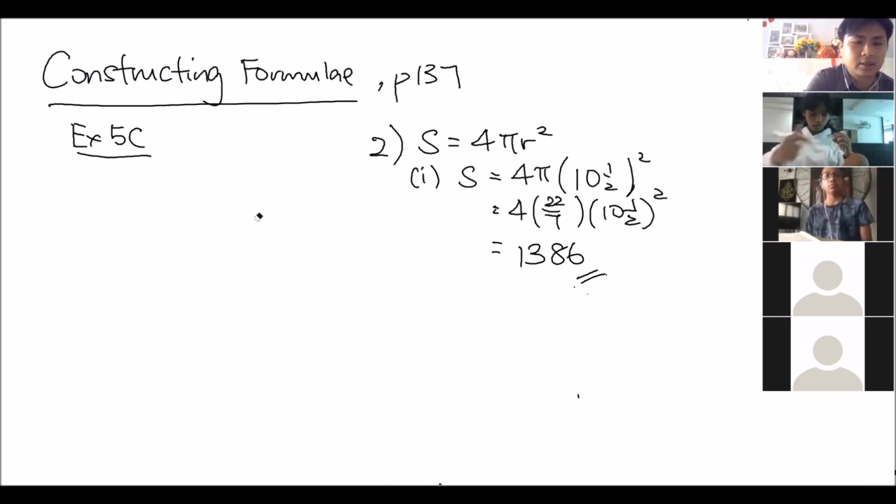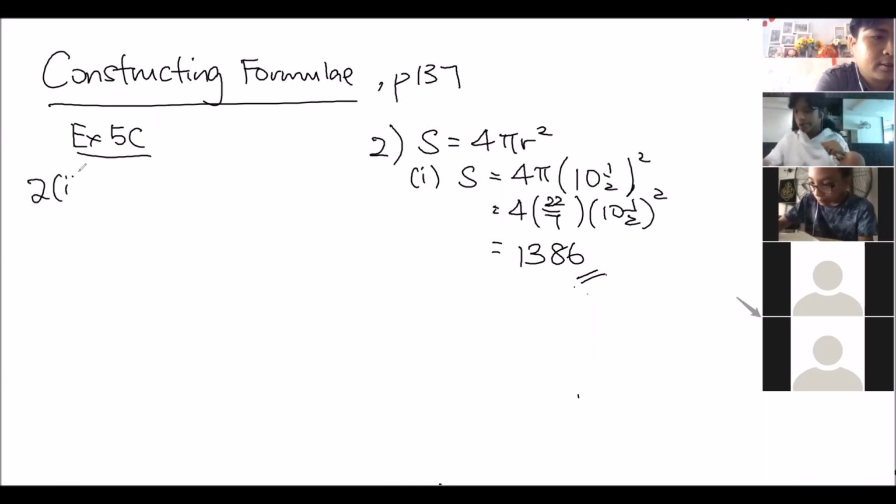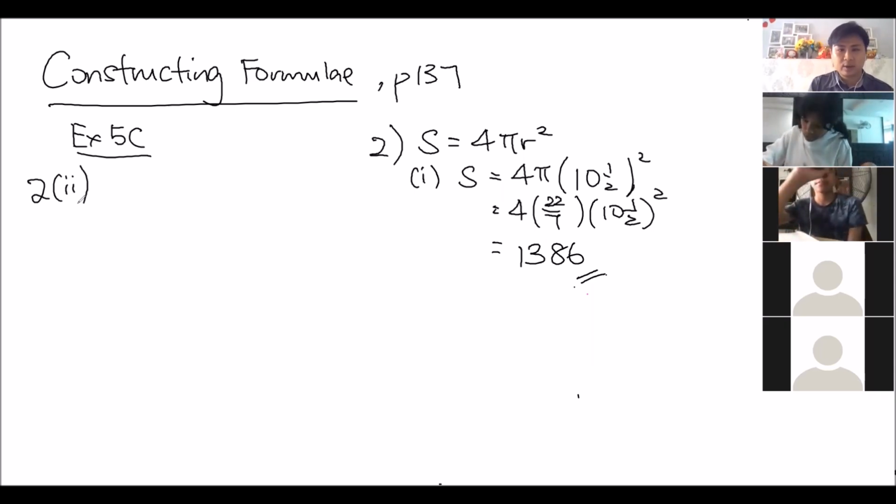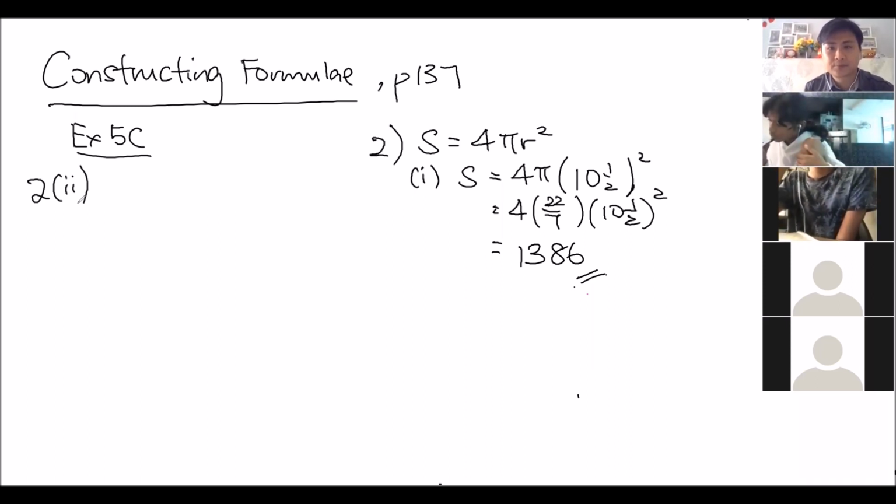Okay, so those who are done, let's take a look at 2 part 2. For 2 part 2, it's the same thing. We want to find the value of R when S equals 616. What is the first thing that we should do first? Just now, what do you do?